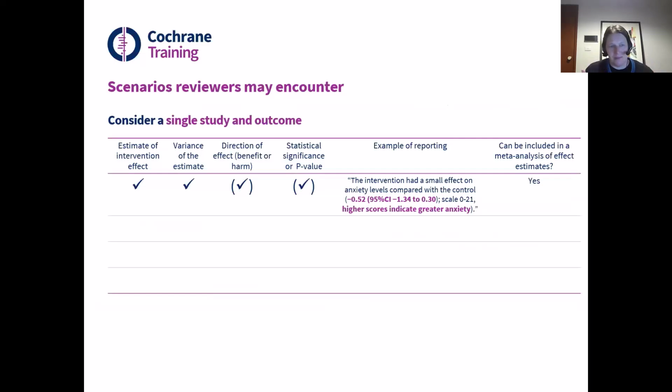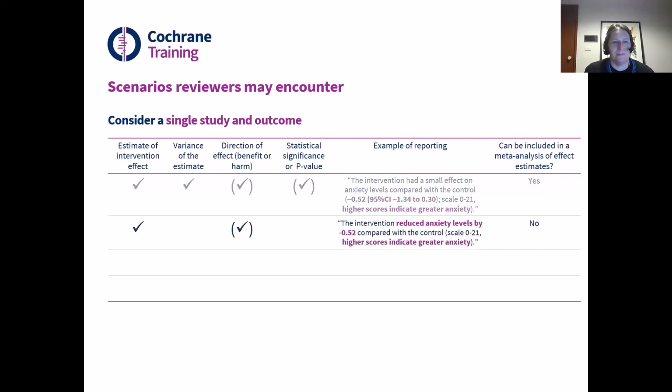So let's just begin with something very simple here. We've got a single study and outcome. Now, there might be an example of reporting: the intervention had a small effect on anxiety levels compared with the control. They present an effect estimate and a confidence interval and a scale and an interpretation around that anxiety. From that, we have the information we need to do a meta-analysis. So you might recall that the core ingredients you really need to do a meta-analysis are an estimate of the intervention effect and some estimate of the precision, which we often call the variance of the estimate. So if we have that scenario, great, we could include the study in a meta-analysis.